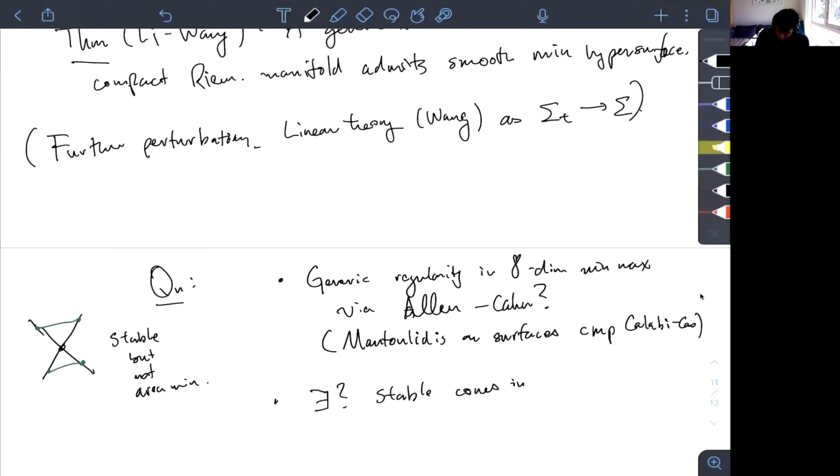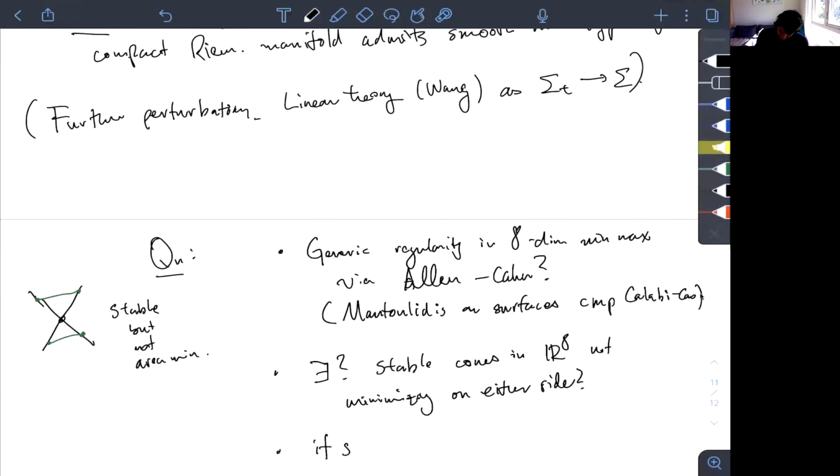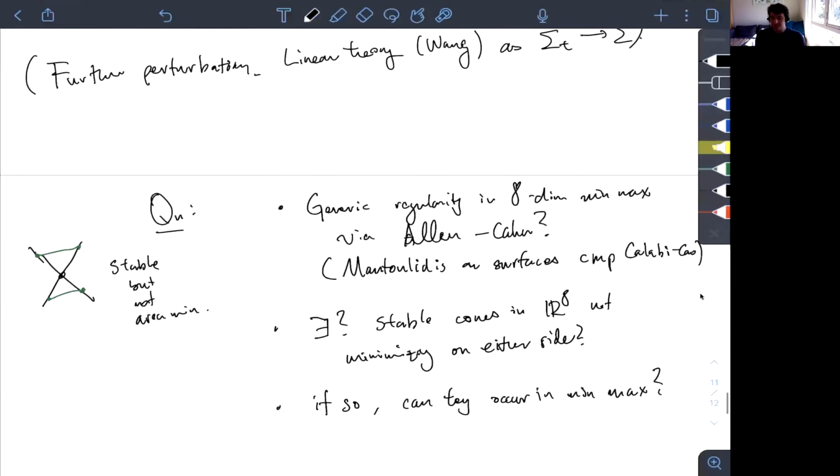And similarly, do there exist stable cones in R^8 not minimizing on either side? Okay. And if they do occur, can they occur in min-max? And so on surfaces, you can draw a starfish type metric on the sphere. And then you can find out that the min-max surface is a figure eight. Okay, and it does have a tangent cone of this kind.